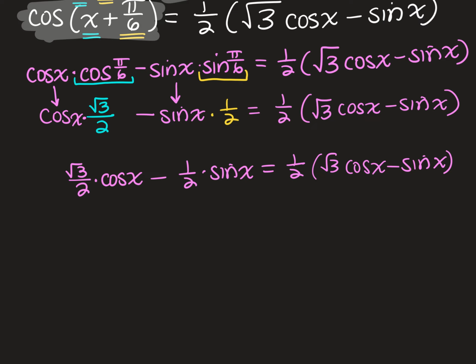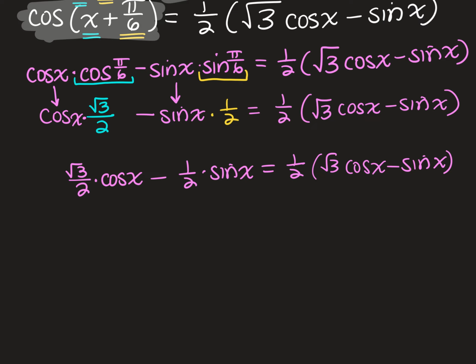So compare the two sides. On the left side, I have radical 3 over 2 times cosine. On the right side, I see just radical 3 times cosine. On the left side, I see 1/2 sine of x. On the right side, I see just sine of x. But on the left side, I see this 1/2 being multiplied by everything here. So if I were to distribute this, would I get this? Yeah. So what's the opposite of distributing?